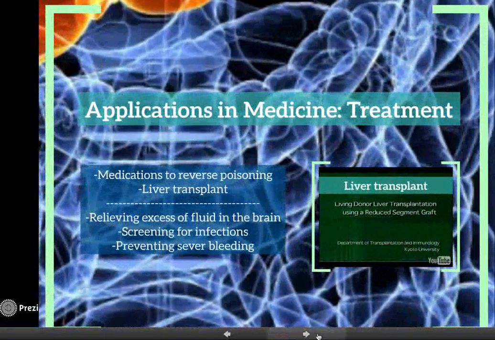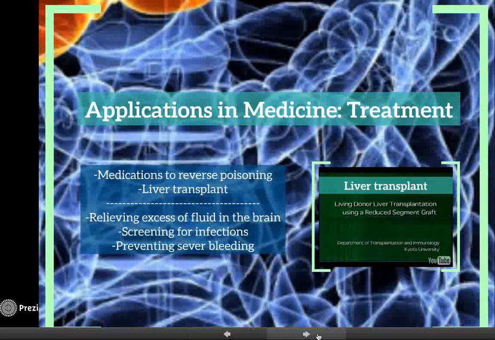So we continue with the treatment. Acute liver failure treatments may include medications to reverse poisoning. Acute liver failure caused by acetaminophen overdose or mushroom poisoning is treated with drugs that can reverse this effect of the toxins. You can also have a liver transplant. Acute liver failure can be reversed in many cases. In these situations, the only treatment may be a liver transplant.